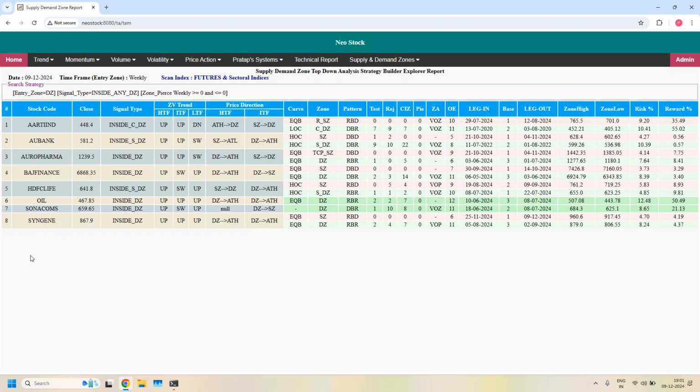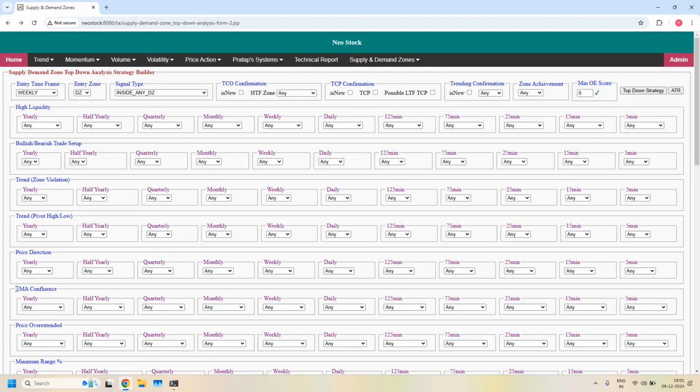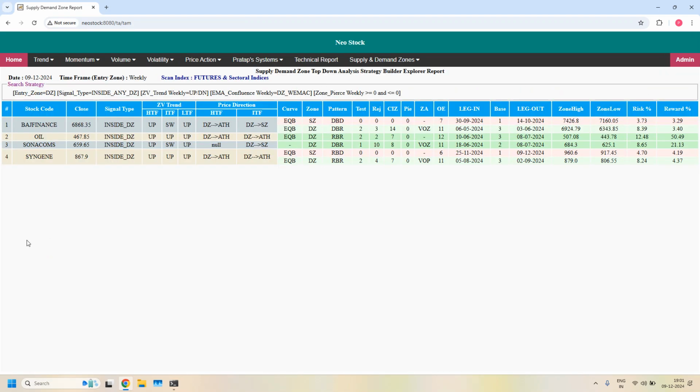Out of these 8, how many are having weekly EMA Confluence, weekly demand zones? In the EMA Confluence, weekly time frame, weekly demand zone having weekly EMA Confluence, and trend on weekly time frame should be either up or down. We got 4 stocks. These are the high probability setups supported by weekly demand zones.